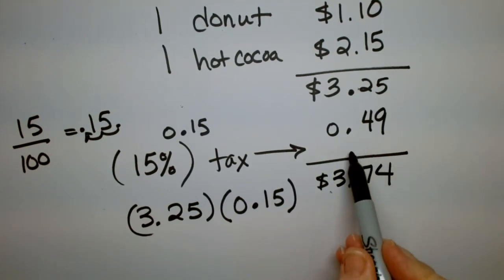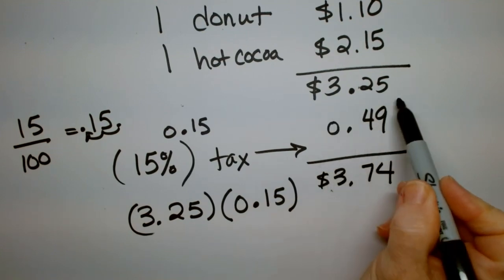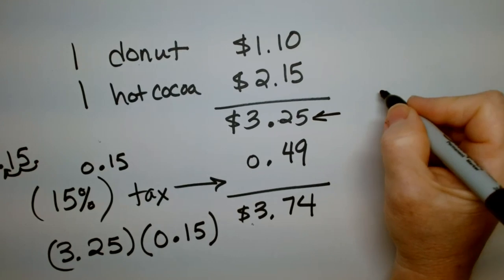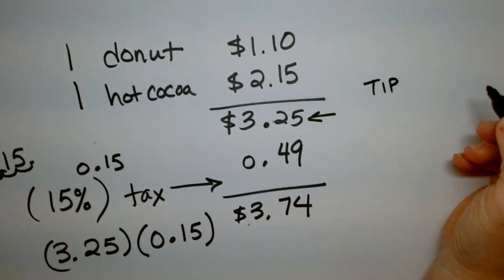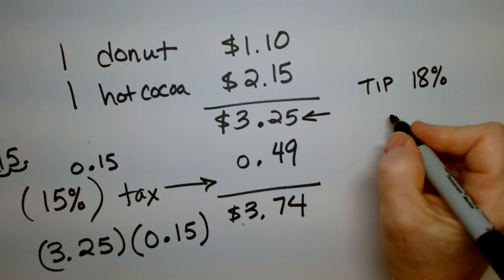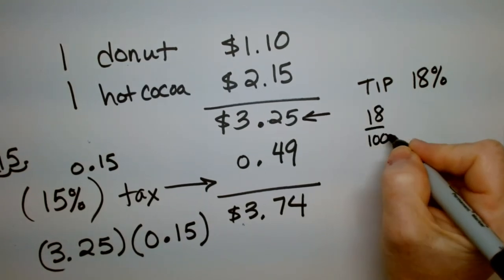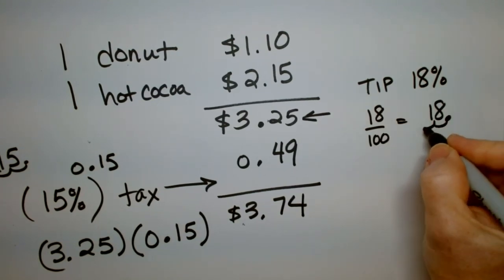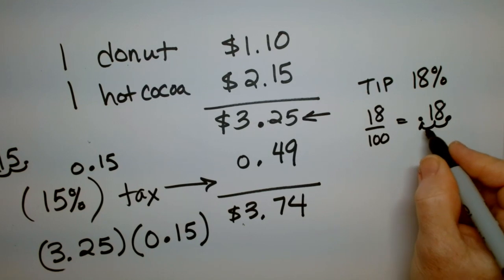Would that be a tip on this? Or would it be a tip on the amount, the original amount? Yeah, it's this part here. So let's leave a tip. And we'll say, let's leave 18%. Let's leave a weird number. 18% is 18 over 100. So remember, that's an 18, and we have 2 zeros, so we're going to go 1, 2. So this is going to be 0.18.